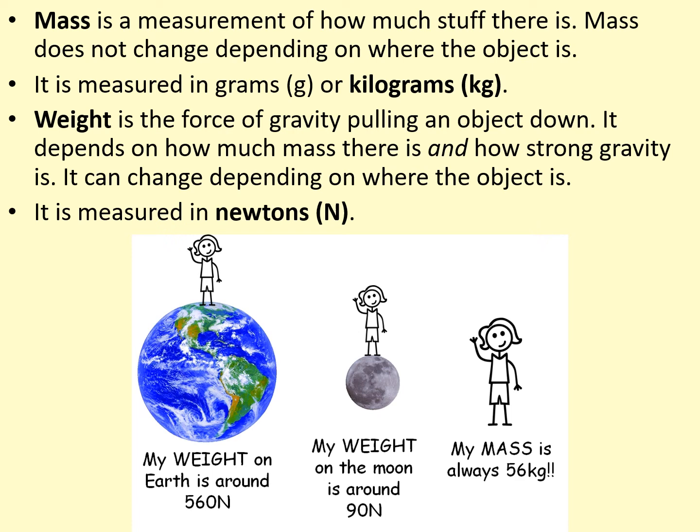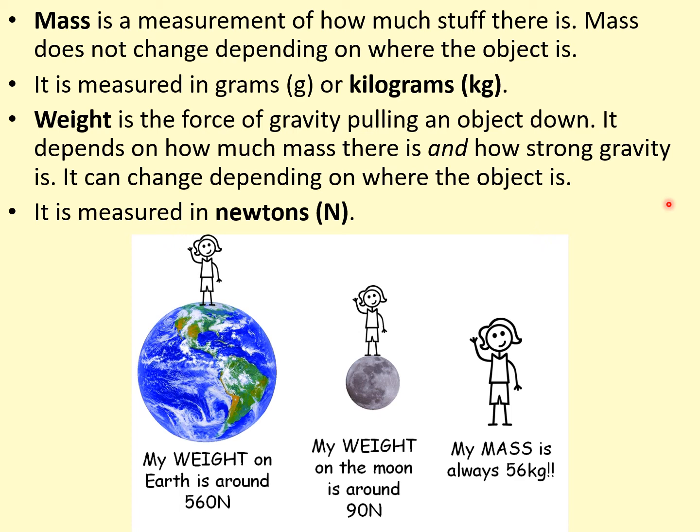Okay, you need to know about the difference between mass and weight. Mass is a measurement of how much stuff there is, and it doesn't change depending on where the object is. And it is measured in grams or kilograms. So in this lesson we're going to use kilograms, but you also need to be aware of grams. On the other hand, weight is the force of gravity pulling an object down, and it depends on how much mass there is and how strong gravity is. So it changes depending on where the object is.